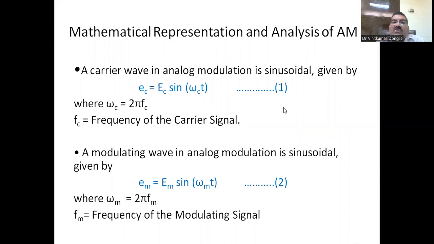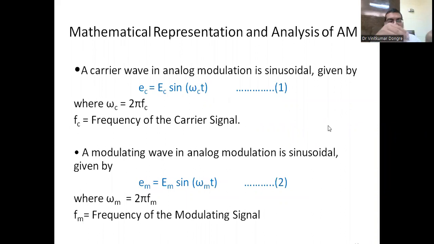There is a question in the chat: what is modulation? Modulation is a simple process in which a low frequency signal is superimposed on a high frequency signal. Suppose I am speaking on a mobile phone. The phone may use any modulation, but we consider amplitude modulation here. So my voice signal is superimposed on a high frequency signal.